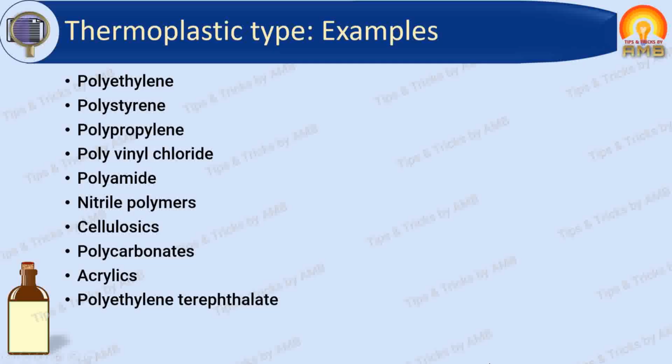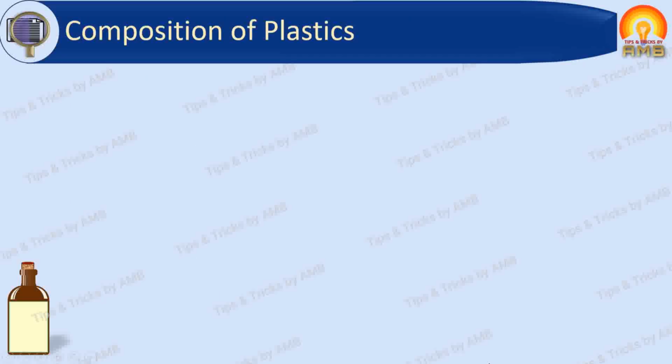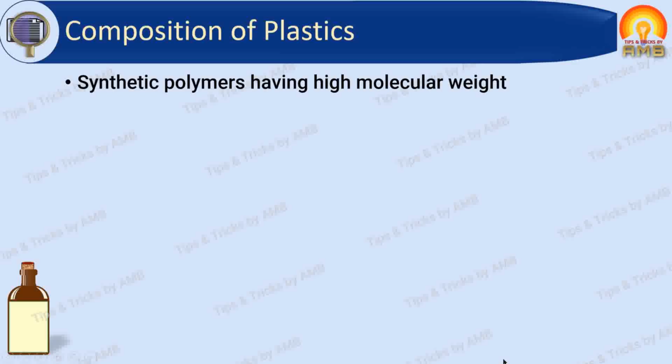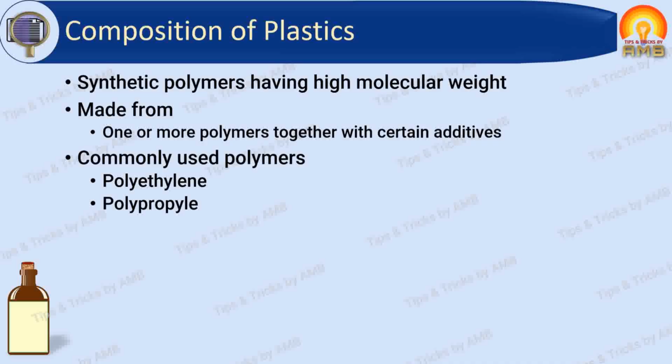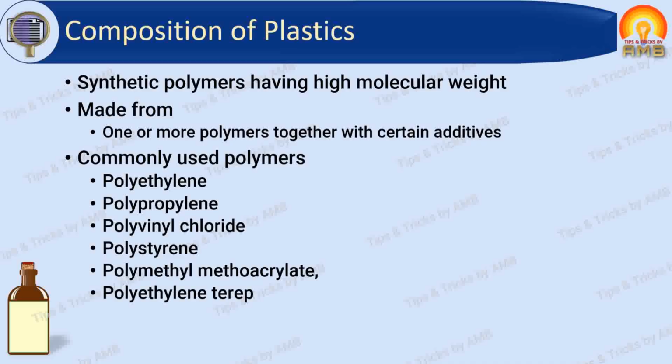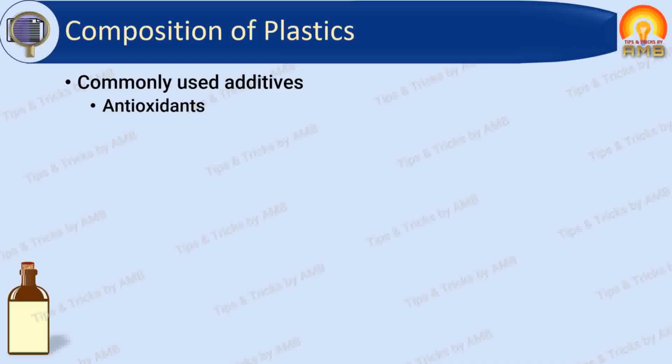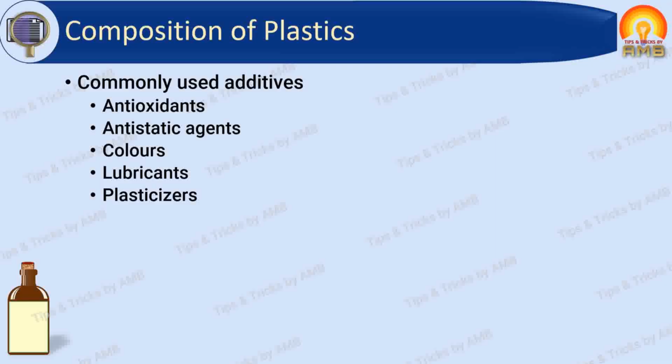Now let's discuss the general composition of any thermoplastic plastic. Plastics are synthetic polymers having high molecular weight. It is made up of one or more polymers together with certain additives. Commonly used polymers are polyethylene, polypropylene, polyvinyl chloride, polystyrene, polymethyl acrylate, polyethylene terephthalate, and polytrifluoroethylene. And commonly used additives are antioxidants, antistatic agents, colors, lubricants, plasticizers, and stabilizers.